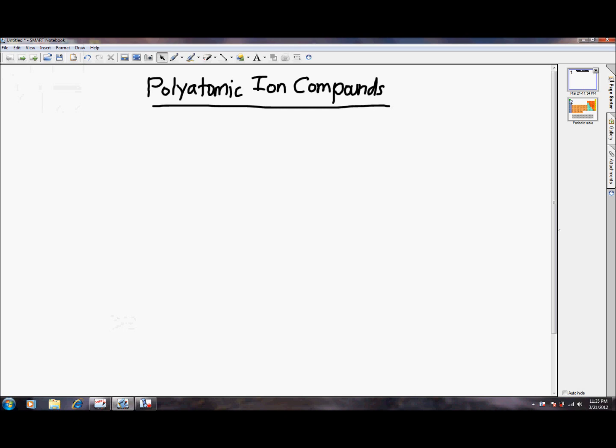Our next type of compound refers to a group of compounds that contain polyatomic ions. Now, we have talked about these previously as far as learning how to draw their Lewis dot structures. So, a brief review. What is a polyatomic ion?